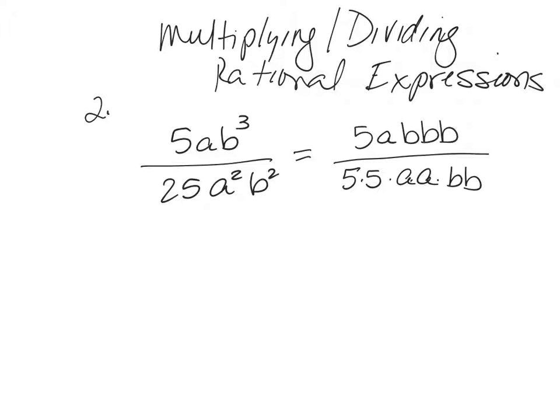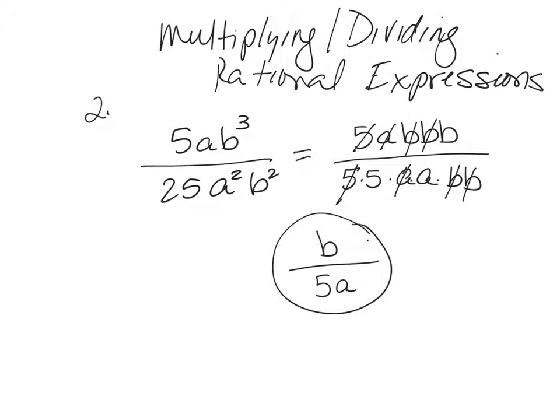Now that you have it all factored out, you can start canceling. You can cancel 1 5, 1 a, and 2 b's. Everybody see that? 1 for 1. Everything gets canceled. So what's left upstairs? a b. And what's left downstairs? 5a. Don't forget everything. And that would be your final answer.